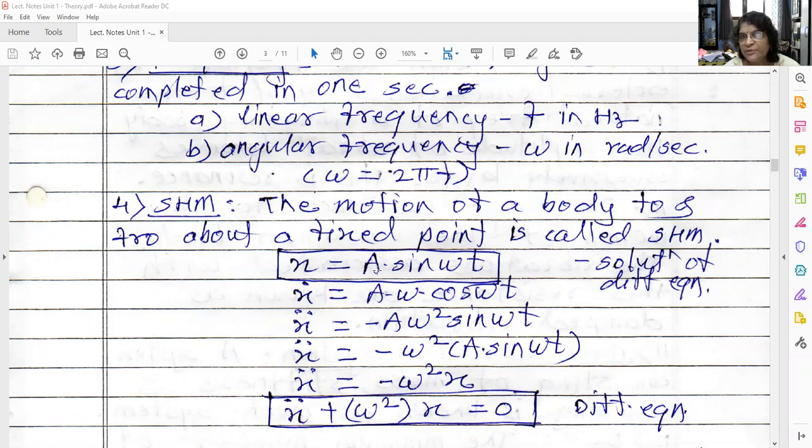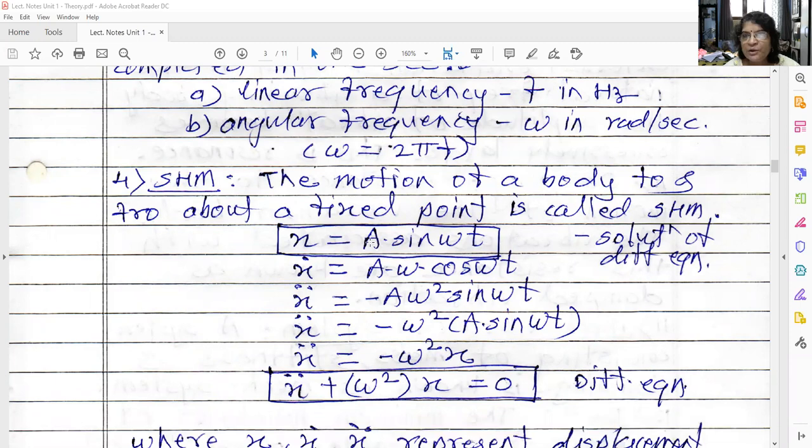So what is the equation of SHM? x is equal to capital A sin omega t. What is x? x is nothing but the displacement at any time t. So it is a general equation of SHM. x is equal to A sin omega t, where A is the amplitude of this SHM. Okay. So actually this is the solution of the equation of motion.